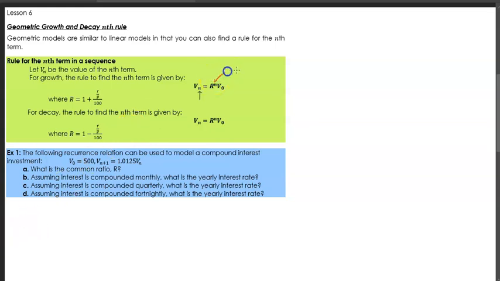This right here is a power. The n is a power. Then when you get the power of whatever the common ratio is, you just multiply it by v of 0, which is the initial amount.